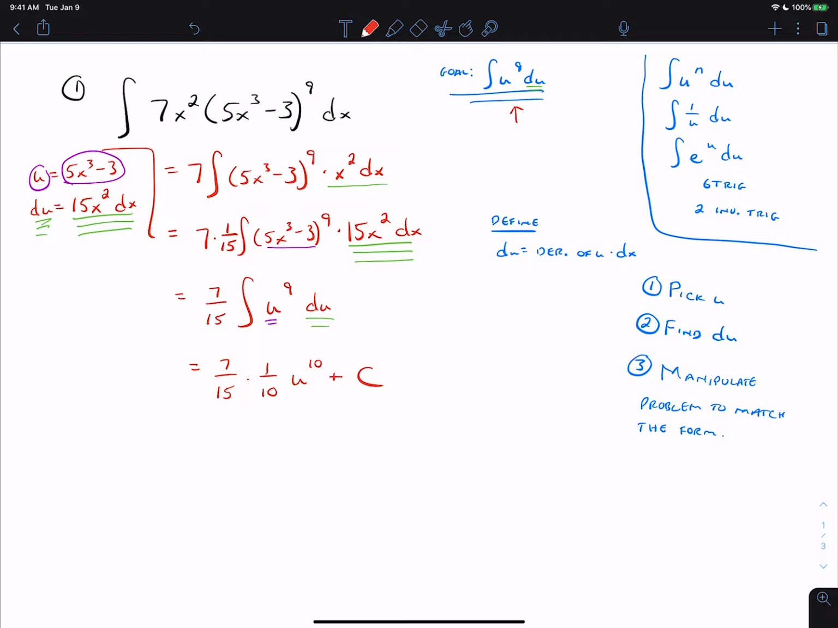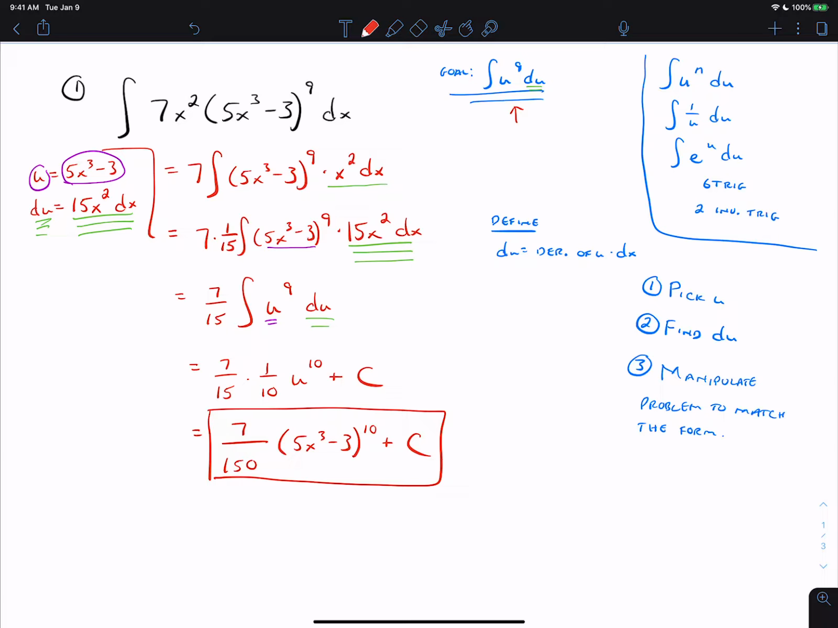The problem with that is we made up u. And so we replace u again, so we get 7 over 150, but instead of u to the 10th, we're going to write it as 5x cubed minus 3 to the 10th plus c, and this is the answer.